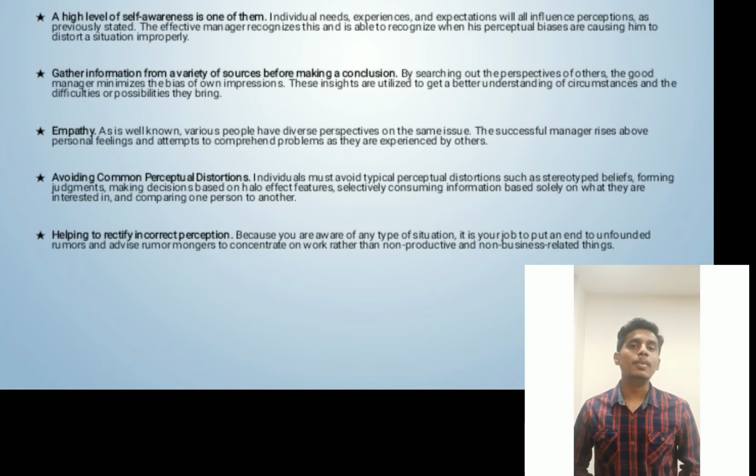Individuals must avoid typical perceptual distortions such as stereotype beliefs, forming judgments, making decisions based on halo effect features, selectively consuming information based solely on what they are interested in, and comparing one person to another. Lastly, helping to rectify incorrect perceptions.